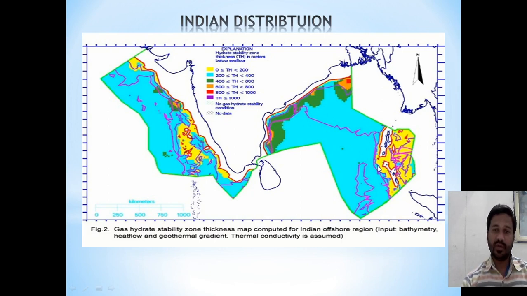In this Andaman Nicobar area, this Krishna Godavari basin, and this side our Bombay offshore area contain most of the gas hydrates reservoirs, which can be explored. All these things are under experimental or exploring conditions. That we will also see in the next slide.